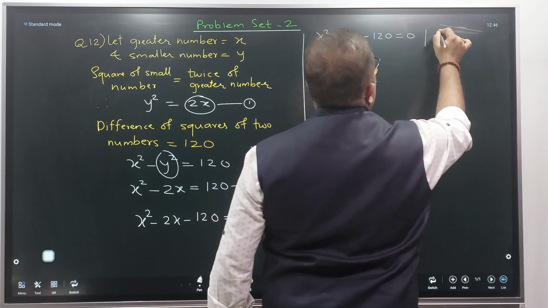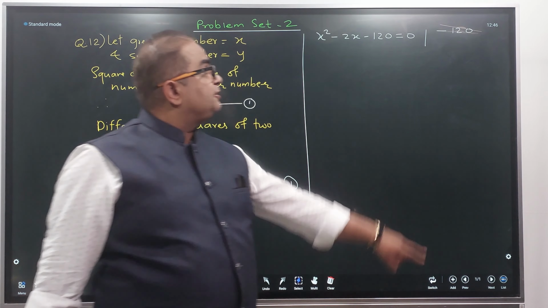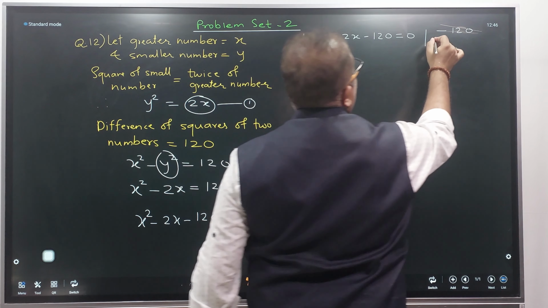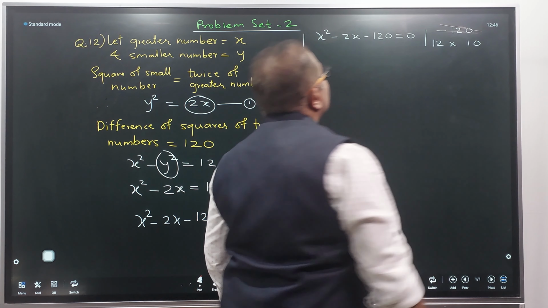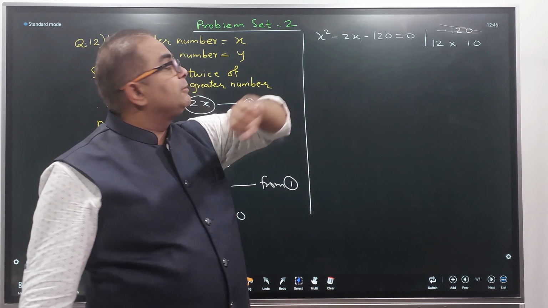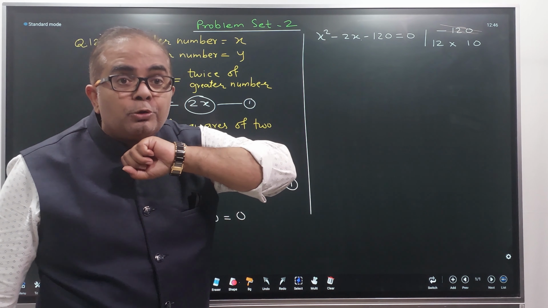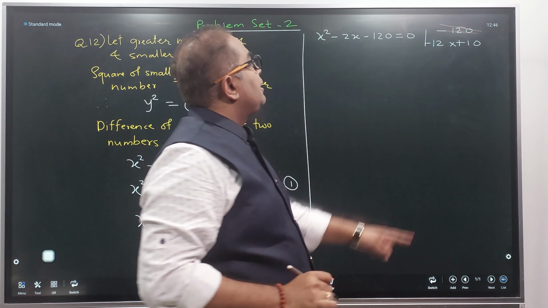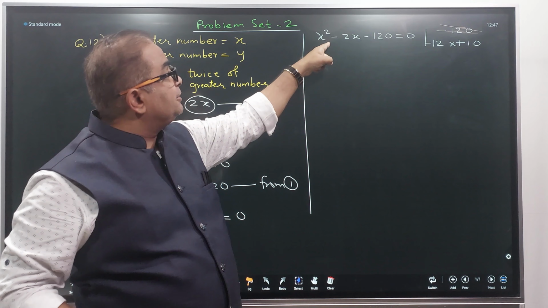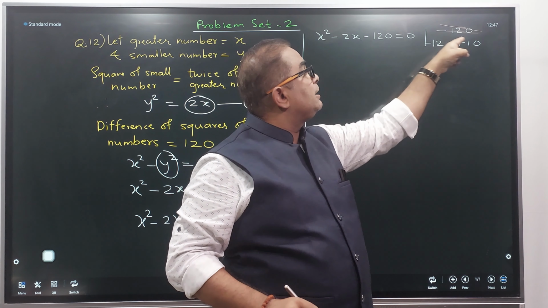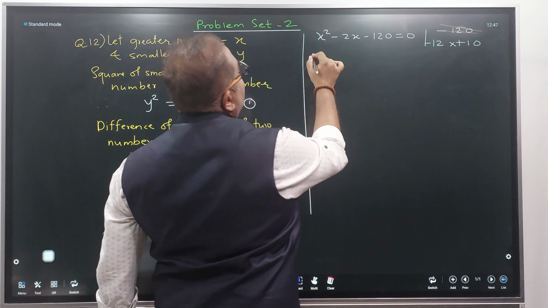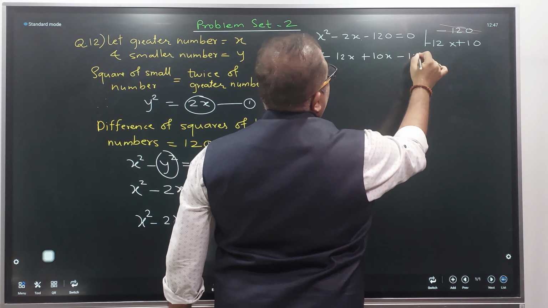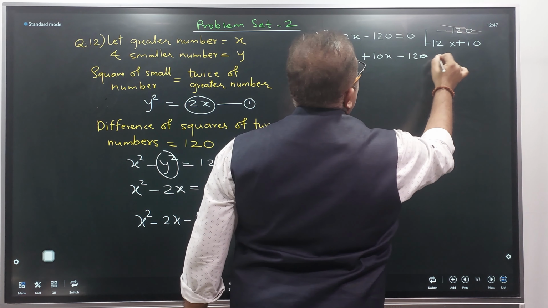Can you factorize minus 120 such that the sum is minus 2? Yes, we can factorize: 12 tens are 120, 12 into 10. Correct. Last term negative, so both factors will have different signs. Middle number sign should be given to the greater factor. So minus 12 plus 10. Minus 12 plus 10, addition is minus 2. Minus into plus, minus 12 tens are 120. So x square minus 12x plus 10x minus 120 is equal to 0.